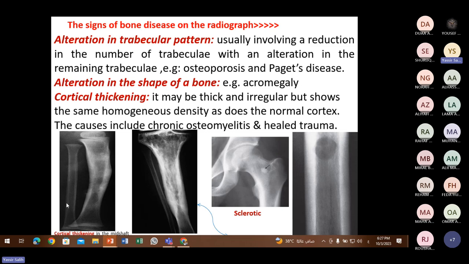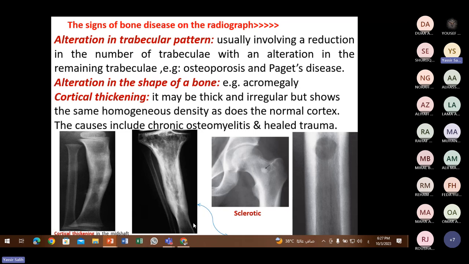But look at this tibia and fibula. In this fibula, you can see the cortex is not thickened, but in the mid shaft of this tibia, you can see the cortex is thickened. So there is a thickening of the cortex, and this is a sign of disease. Later we will clarify which diseases may cause the thickening. Also in this one you can see there is a thickening of the cortex. Notice the normal cortex here, but at the mid shaft there is a more thickened cortex. And also there is alteration of the normal trabecular pattern.